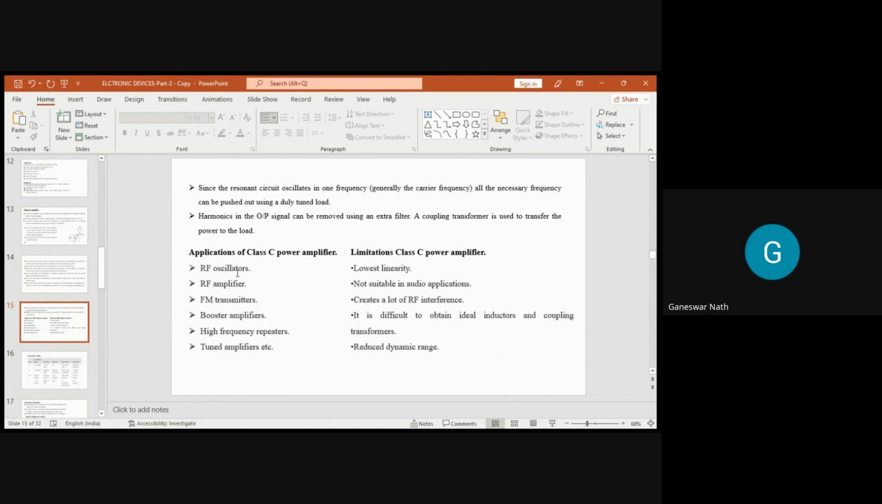Now this is the application of the class C amplifier. We can use it in many cases: RF oscillator, RF amplifier, FM transmitter, booster amplifier. At the same time it has some limitations, but we are ignoring all these limitations because it has a high efficiency compared to the others.